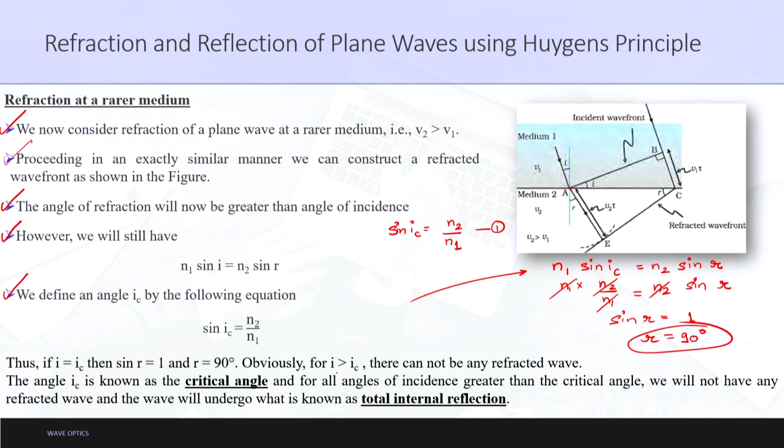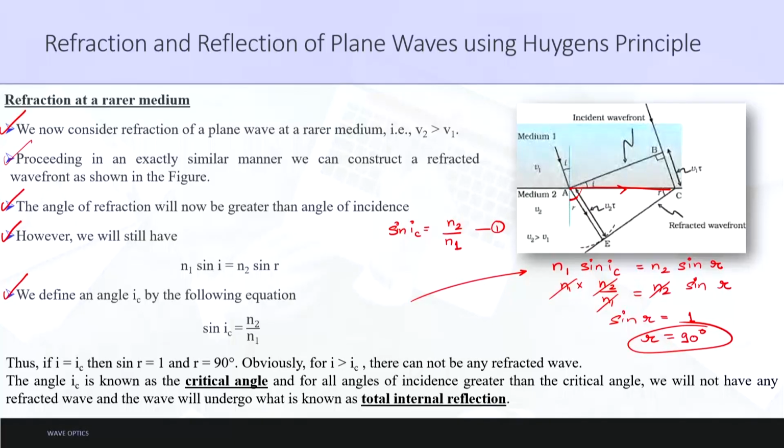Obviously, for I greater than IC, there cannot be any refracted wave. It is quite evident what the maximum value the refraction angle can attain. In medium 2, the maximum value that R can attain is this, that is, the refracted wave can go like this. If the refraction is happening, the ray of light will go in medium 2 only, it can't go in the first medium. If it is going in the first medium, then it is the case of reflection.